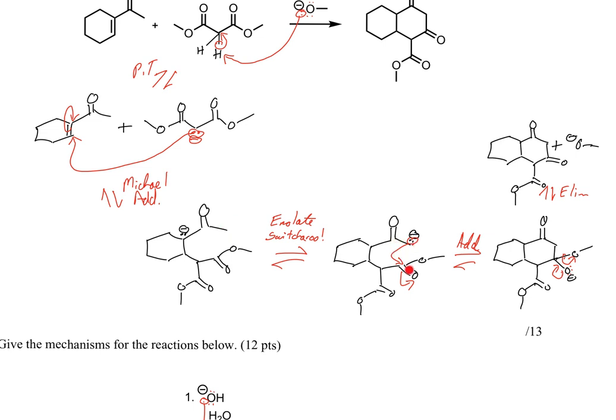So then it adds in intramolecularly. Do an elimination. We remake O minus, so this should have been a catalyst, my bad. And that gets you to the final product. Basic conditions, Michael addition, and an enolate switcheroo.